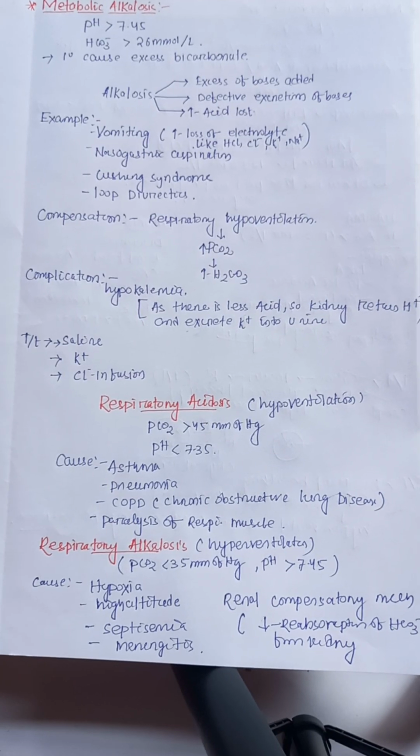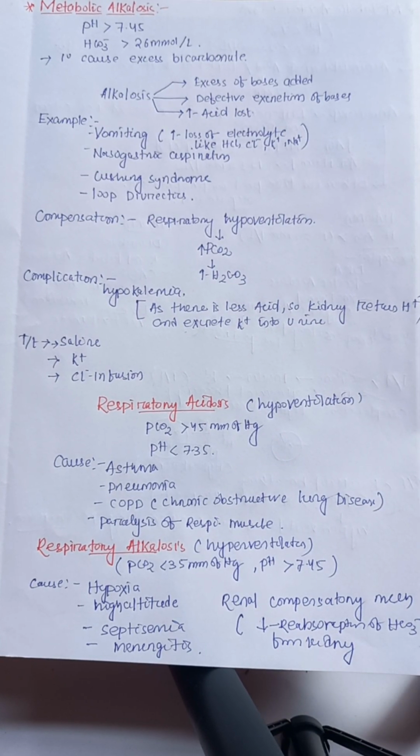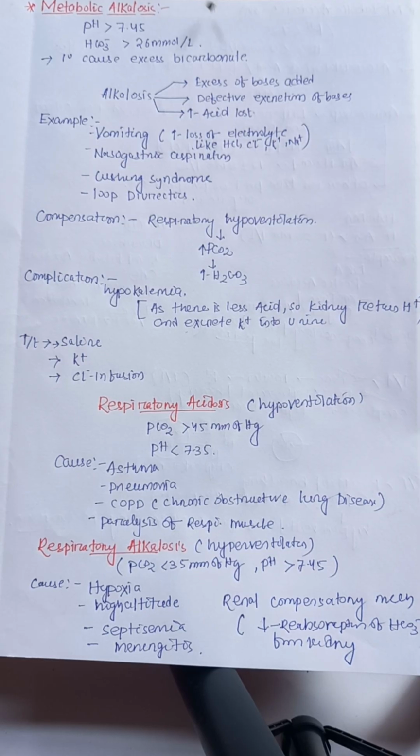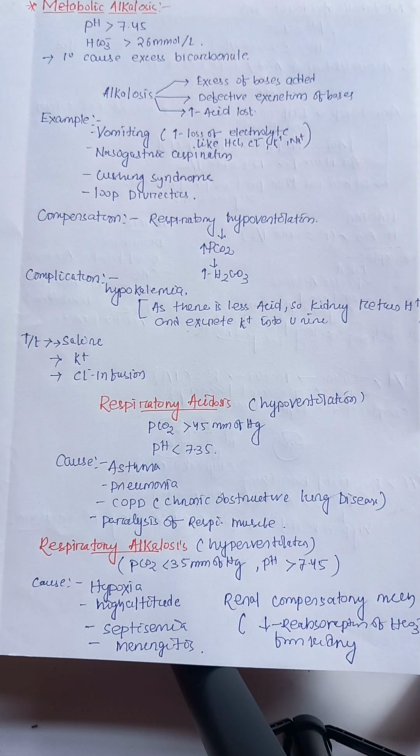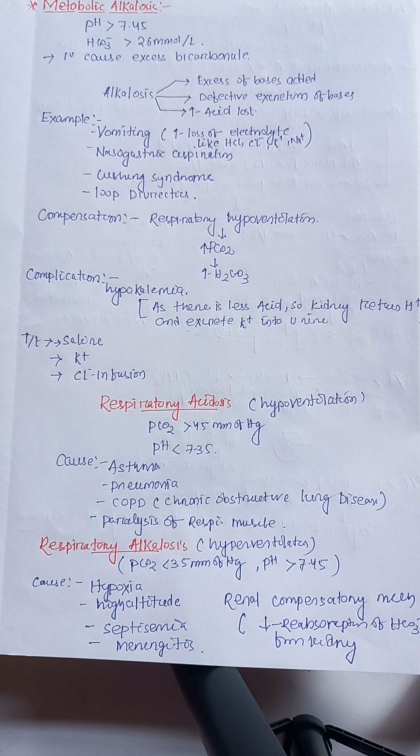Okay, next is metabolic alkalosis. pH is greater than 7.45, HCO3 minus greater than 26 millimoles per liter, and the primary cause is excess bicarbonate. Alkalosis means excess of bases added, defective excretion of bases, or increased acid loss. Here the acid is lost. Vomiting, nasogastric aspiration, Cushing syndrome, and loop diuretics are examples of metabolic alkalosis. Compensatory respiratory hypoventilation will occur, and hypokalemia is a complication. The treatment is saline, potassium and chloride infusion.